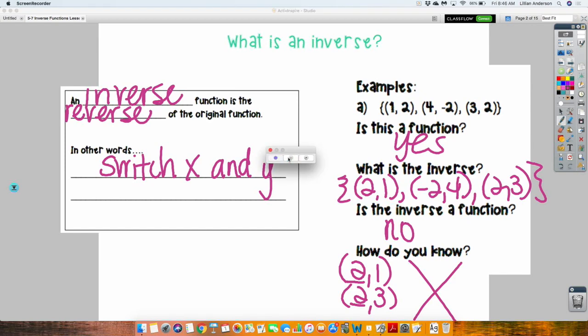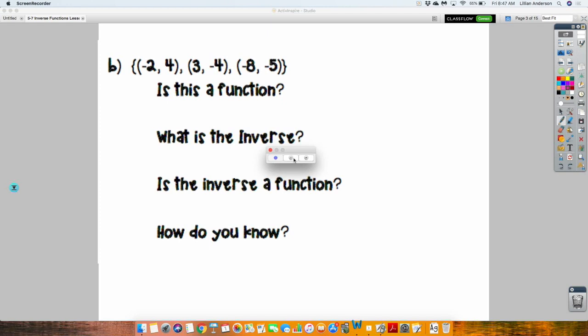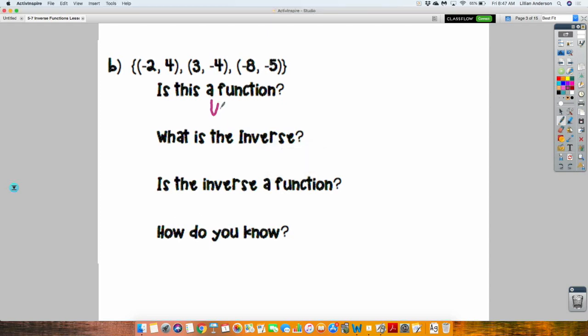You guys go ahead and look at the second one and answer those questions, okay? Is it a function? What's the inverse? Is the inverse a function? How do you know? So looking at B, is this a function, yes or no? Yes, it is. If you notice, you have negative 2, 3, negative 8. None of the x values repeat.